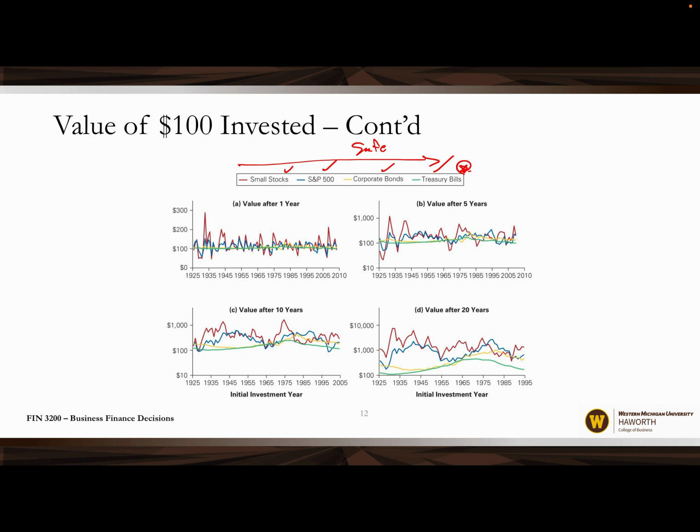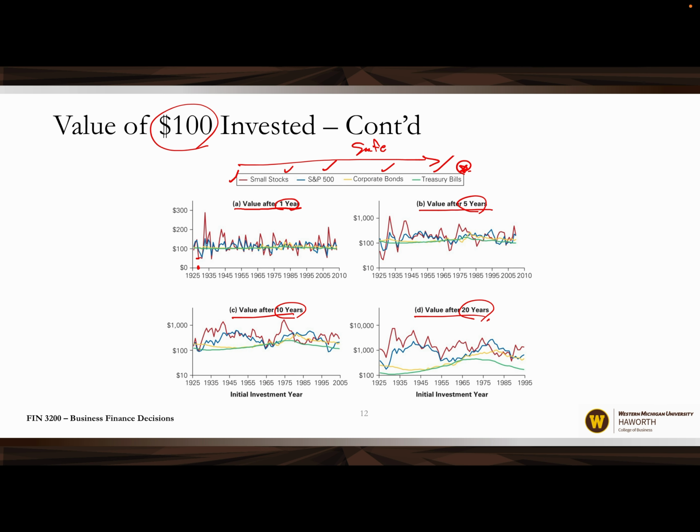And here's the key. In panel A, you're gonna invest for only 1 year. So your investment duration is really short. Panel B, 5 years. C, 10 years. D, 20 years. Okay? And the x-axis shows you when you enter into the market. So you have $100, and if you enter into the market in 1927, for example, then if you hold small stocks, you lose more than half of your money.